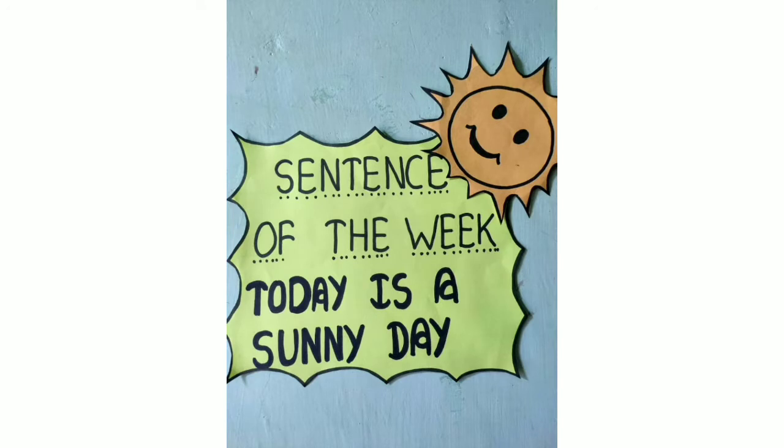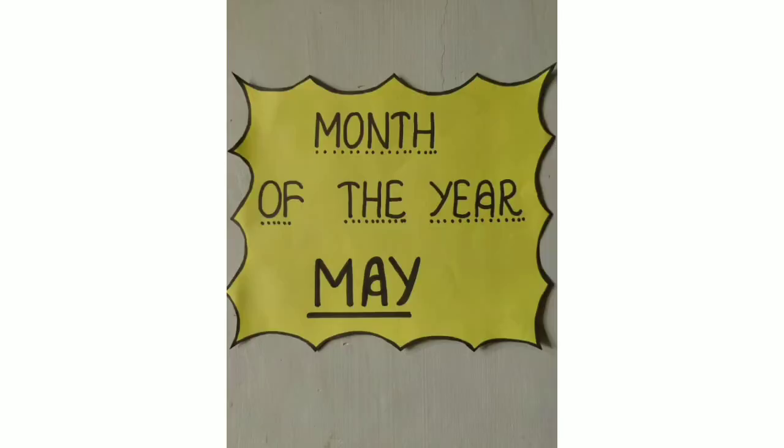Now what is the sentence of the week? Sentence of the week is today is a sunny day. Repeat. Today is a sunny day. मतलब आज कैसा दिन है? आज बहुत sunny दिन है, sun वाला दिन है. Today is a sunny day.